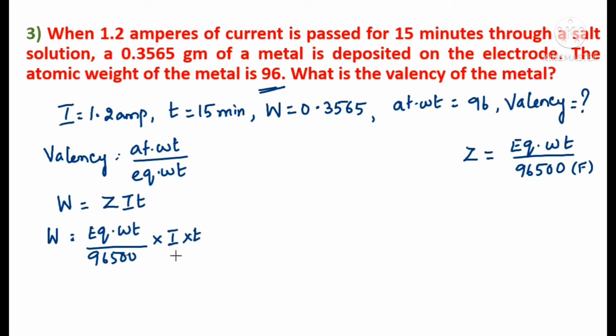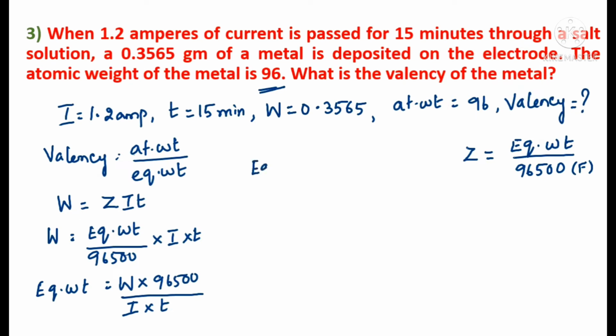And we are in need of this equivalent weight, right? So we can reshuffle this formula. So equivalent weight is equal to W into 96,500 divided by I into t. See, we are having all the data, right? So we are going to substitute now.